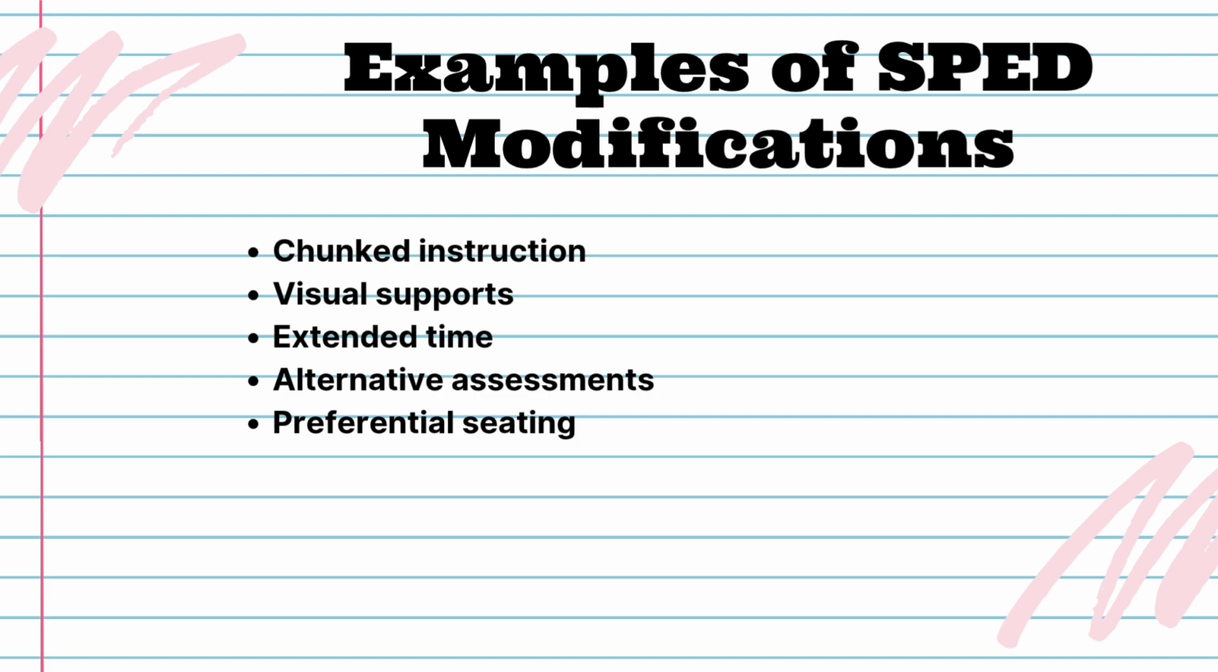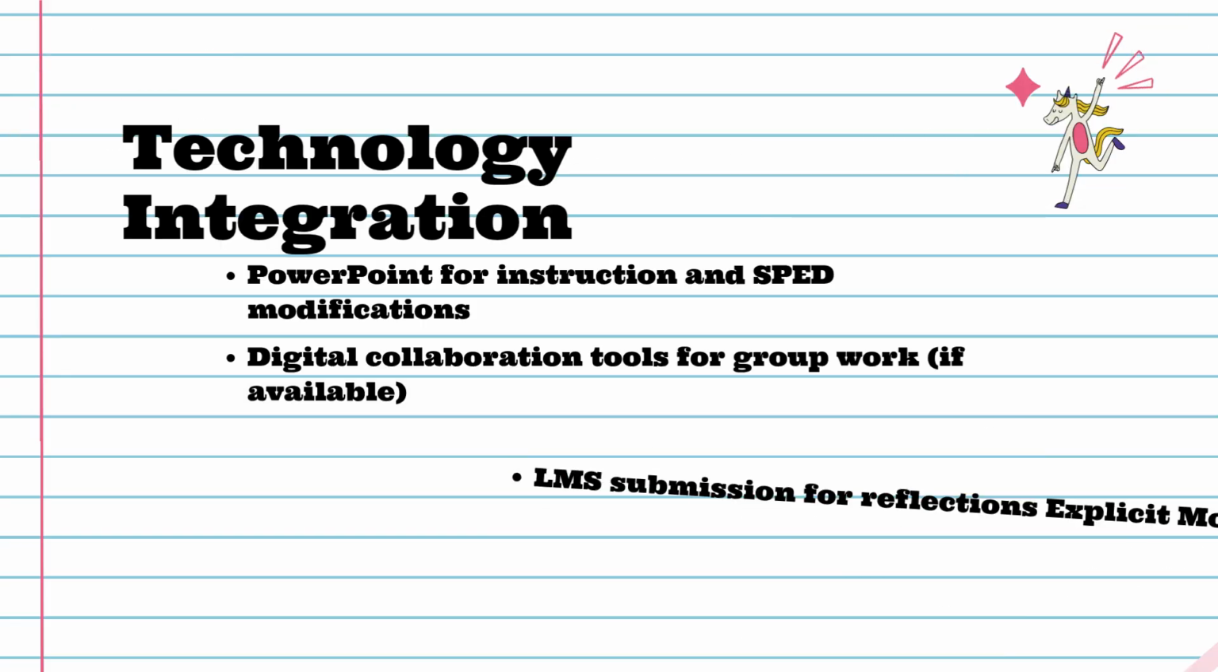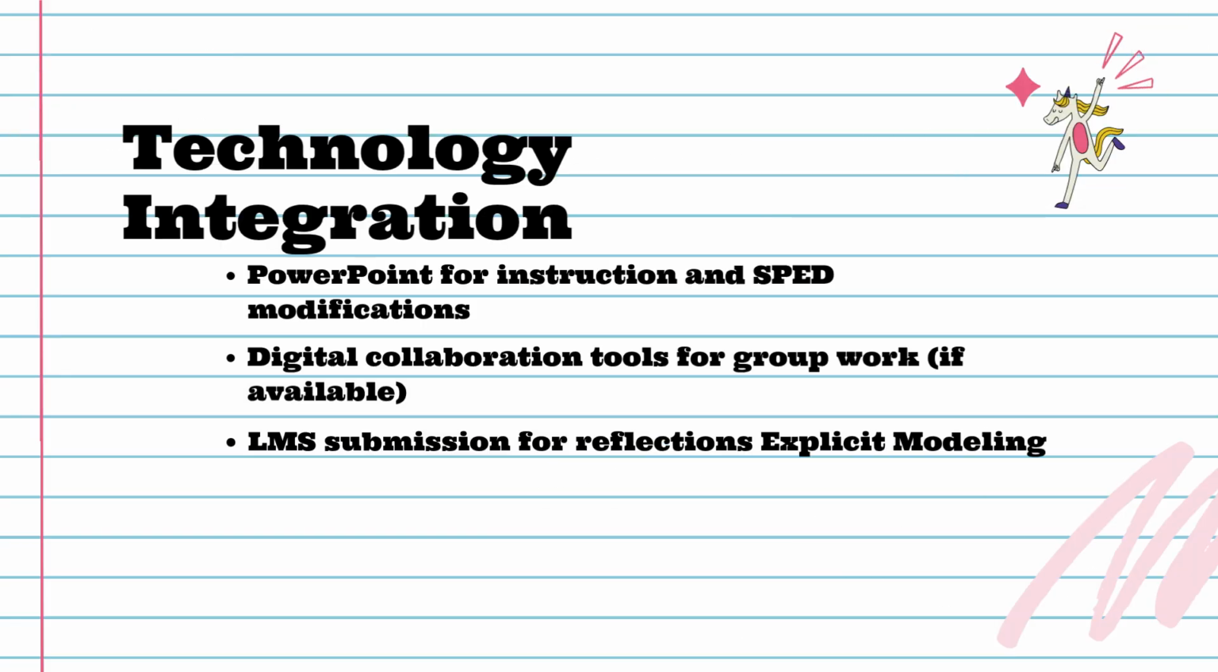Here are some examples that demonstrate how teachers can support students based on learning processes. Modifications may reduce barriers and allow students to demonstrate understanding in appropriate ways. Technology enhances engagement and supports diverse learners as well. Visual presentations like this one, collaborative tools, and digital submissions allow for flexibility and accessibility.